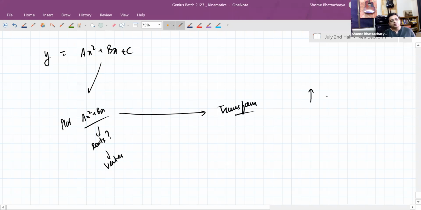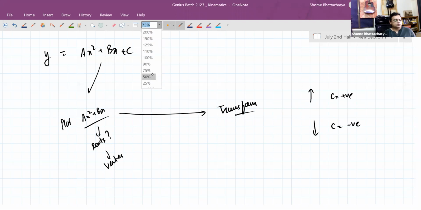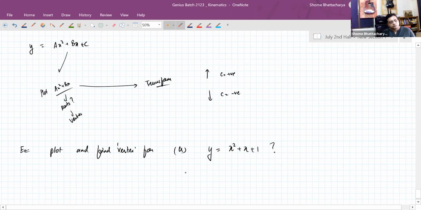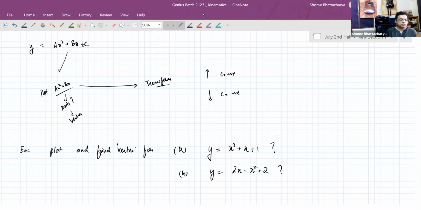So when you transform, it will go upwards for c being positive. It will go downwards for c being negative. So any graph like this you can plot now. Any quadratic graph, that is. So for example, plot and find the vertex for these. Just try both of these out and then think. Enough. Okay, let's do one with negative also.